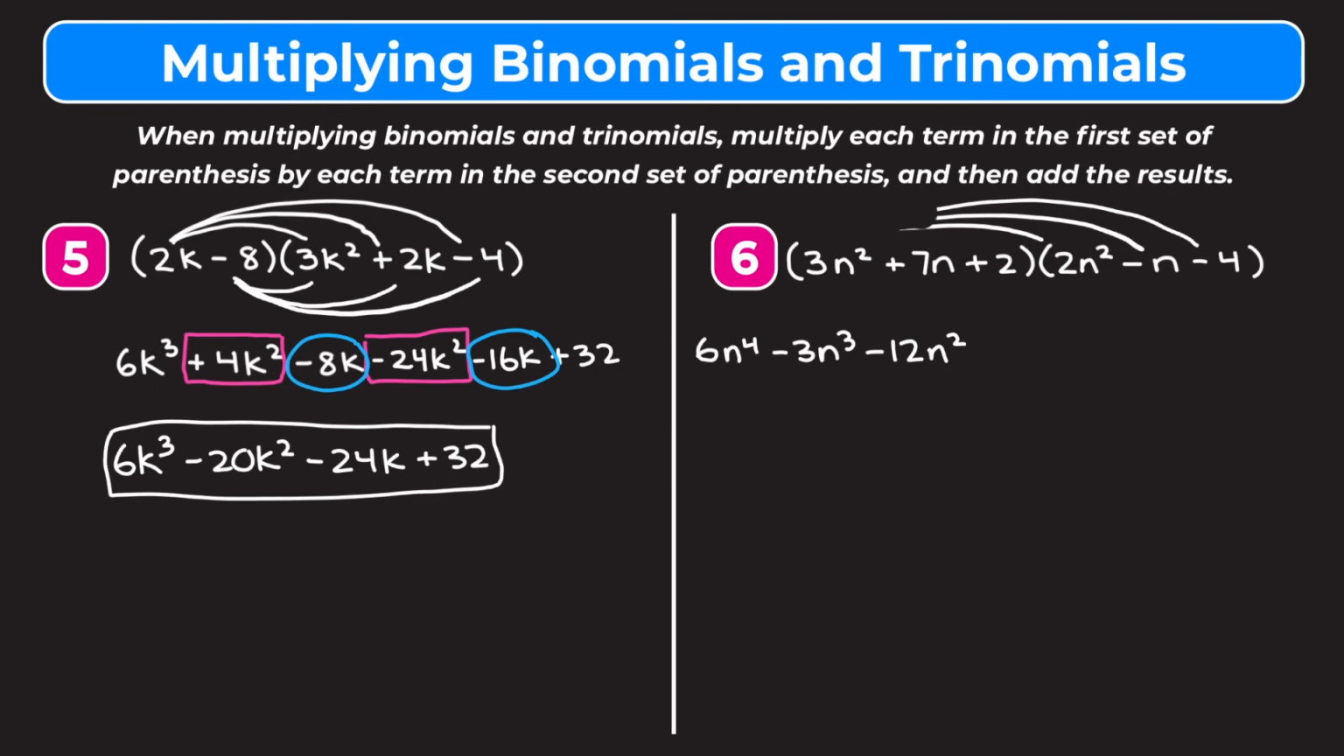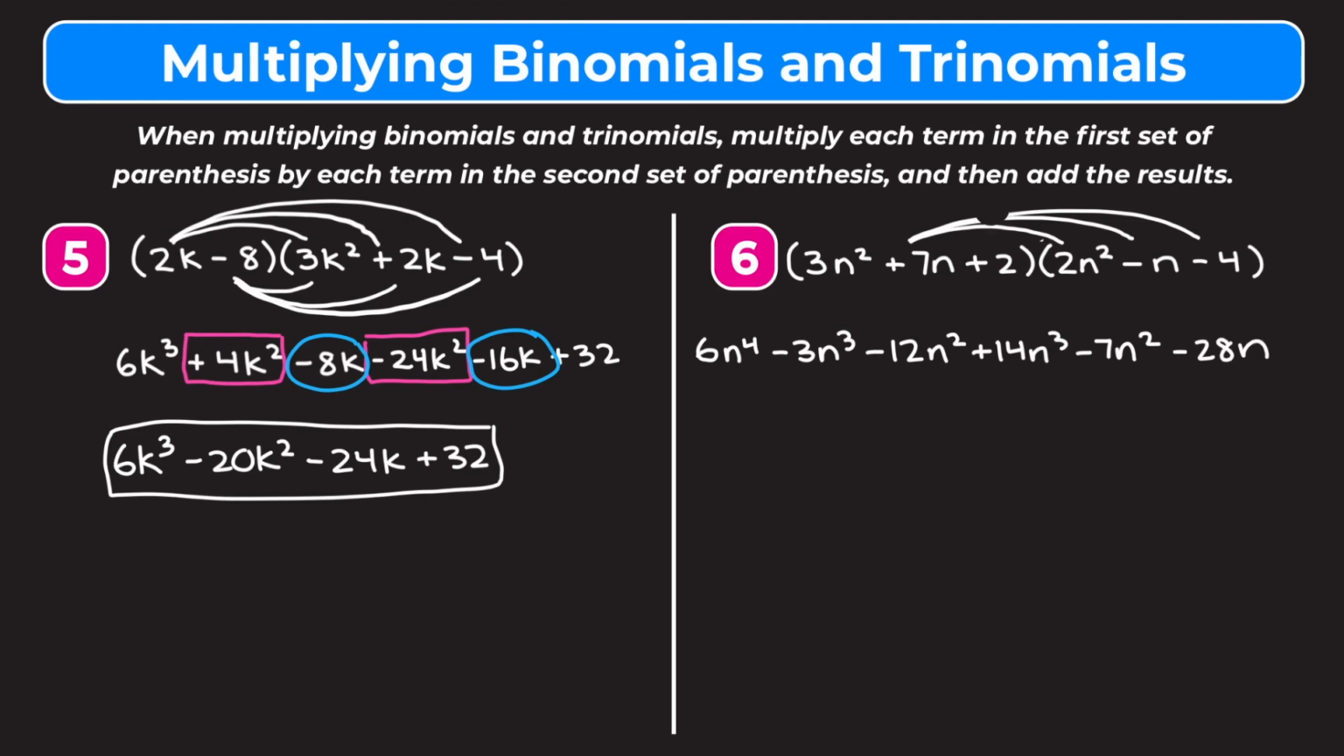And now what we're going to do is we have to take the 7n and multiply it by every term in the second set of parentheses. So 7n times 2n squared is going to be 14n cubed. 7n times minus n is minus 7n squared. And 7n times minus 4 is minus 28n.